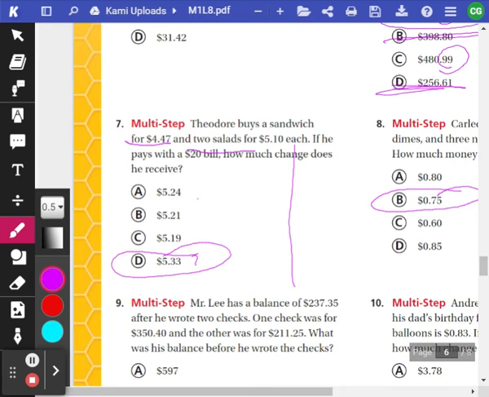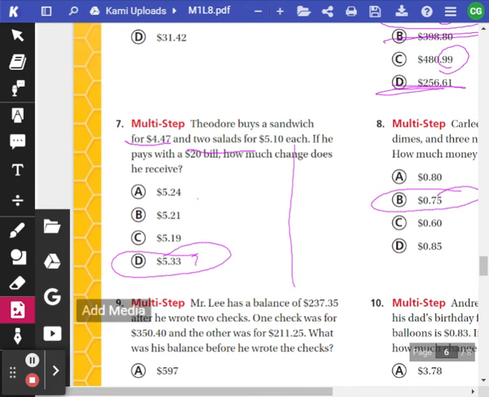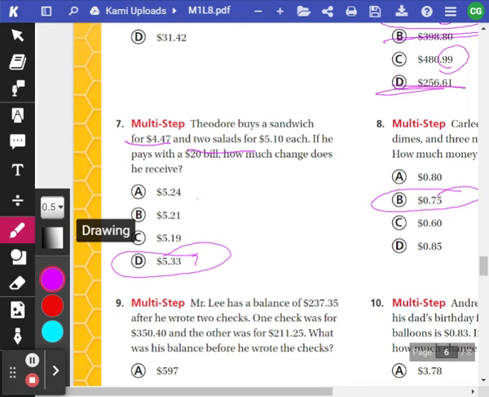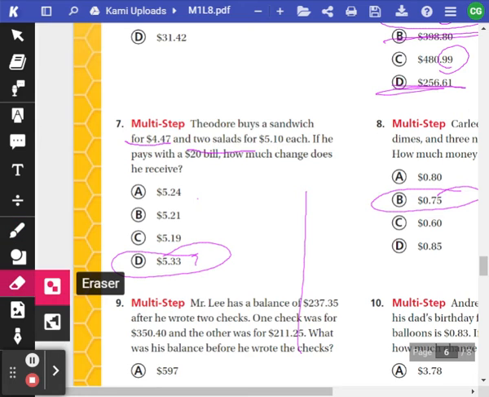Oops, I did not mean to do that. Didn't mean to do that either. I'm going to erase this part right there. There we go. And we're back to the drawing board. And I did it again, didn't I? All right.